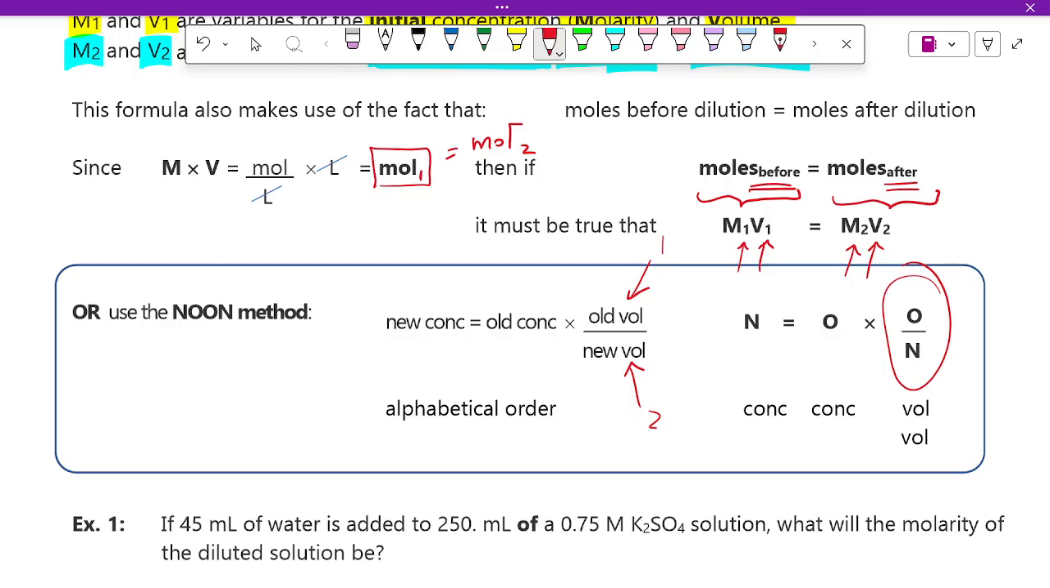The concentration got halved. If we go from 1 liter to 4 liters, the concentration gets multiplied by 1/4. It gets quartered. If that makes sense to you, that's fabulous. If it doesn't, that's okay too. You can still use this method if you want to.